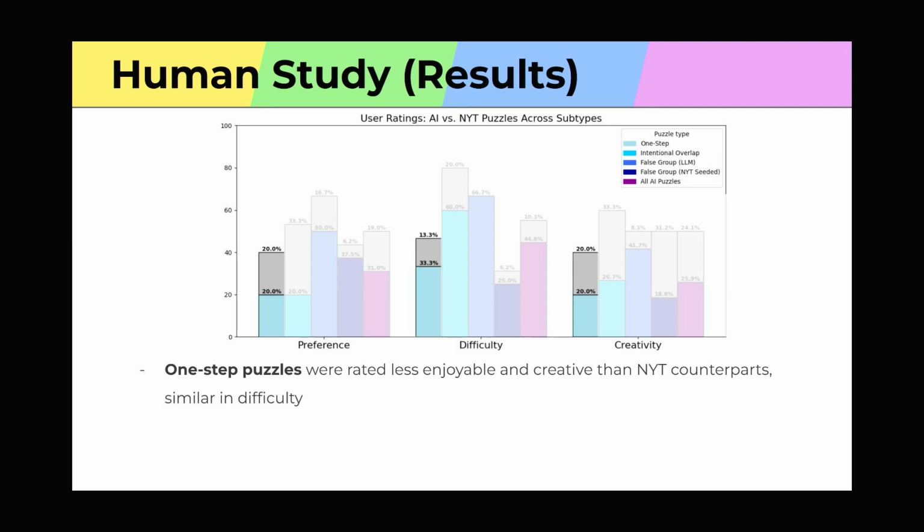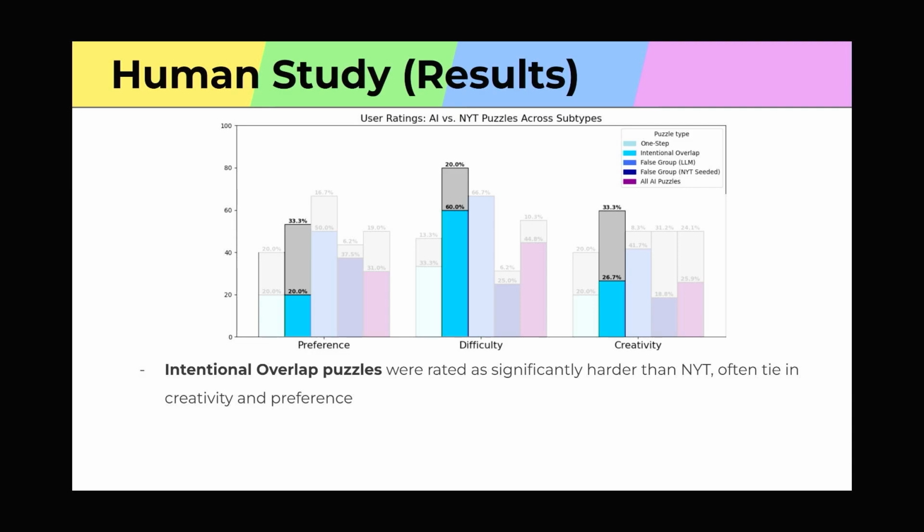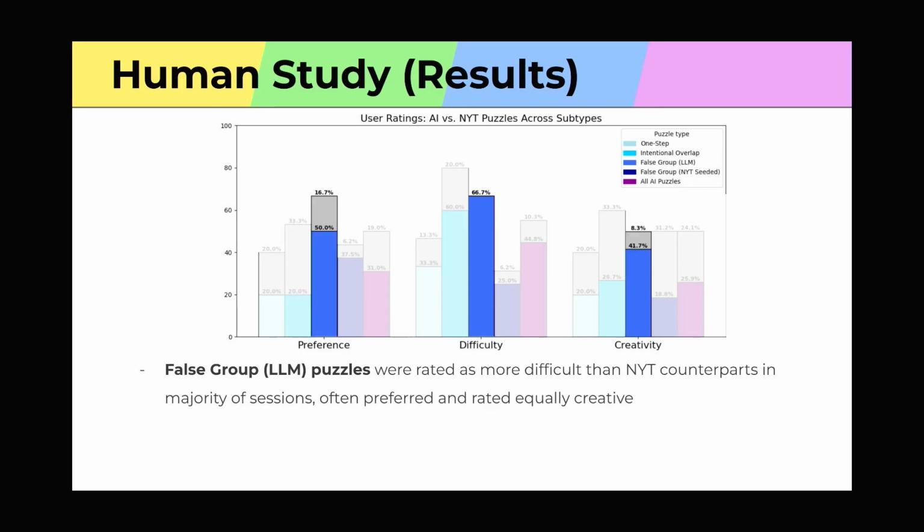But when we're looking at these differences between subtype, we see our naive approach, one-step puzzles, were generally rated as less enjoyable and creative than New York Times counterparts, but pretty similar in difficulty. Intentional overlap puzzles, which were significantly harder in terms of solve rate, were also rated as significantly harder, but they often tie in creativity and performance metrics.